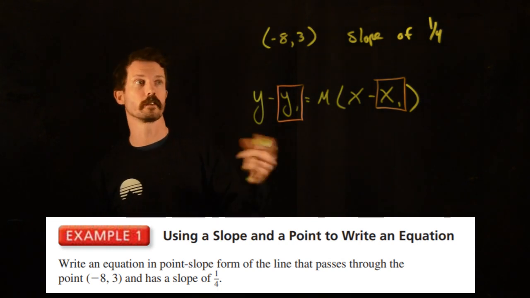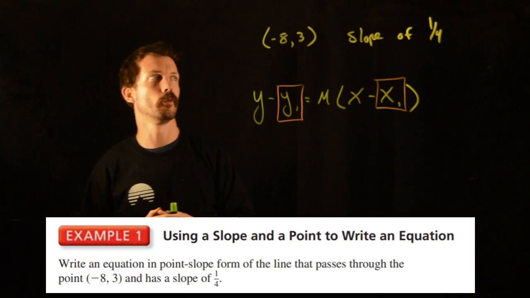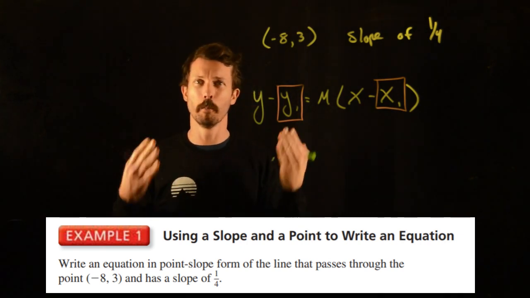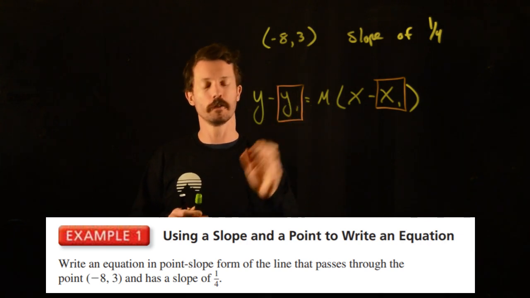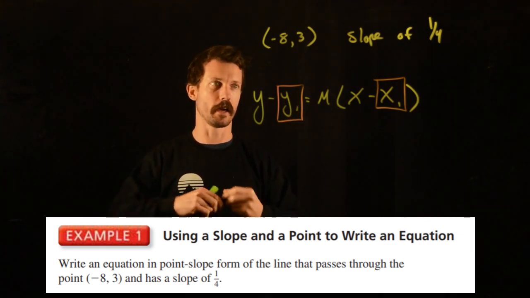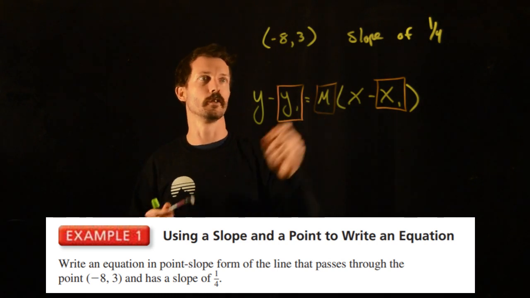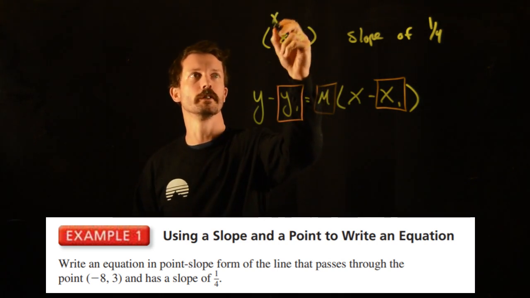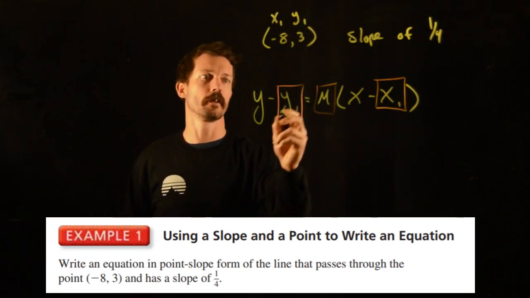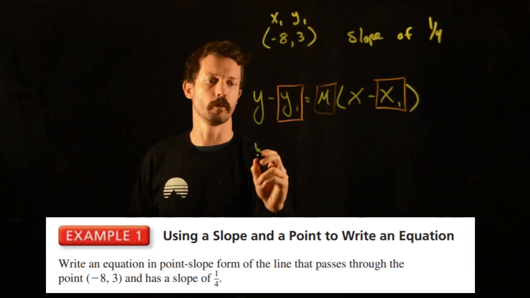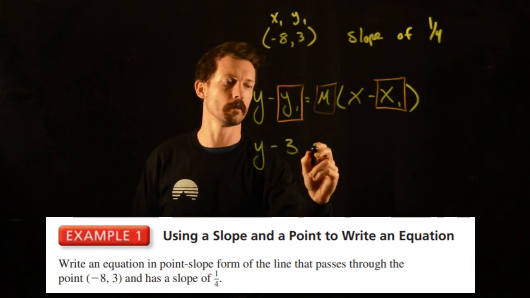So if you look at this example, they want us to take the information negative 8, 3 and the slope of 1/4, and write it into point-slope form. All we have to do is fill in the things that are boxed up. I'm going to do x sub 1, which is this guy, and y sub 1, which is this guy. I always do the y's first, so it's going to be y minus, well, what's y sub 1, which is 3. So you just substitute in there.